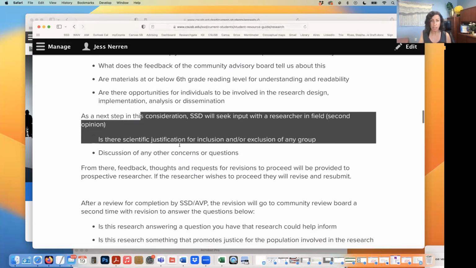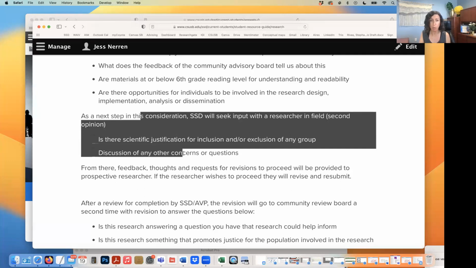Then we consult with a researcher in the field and we ask, is this a good study? Is there justification for the study being proposed? And do you have any questions or concerns? So at every step of this process, the researcher needs to be prepared that there might be edits that come back before it moves forward to the next part. So that's really, really important.